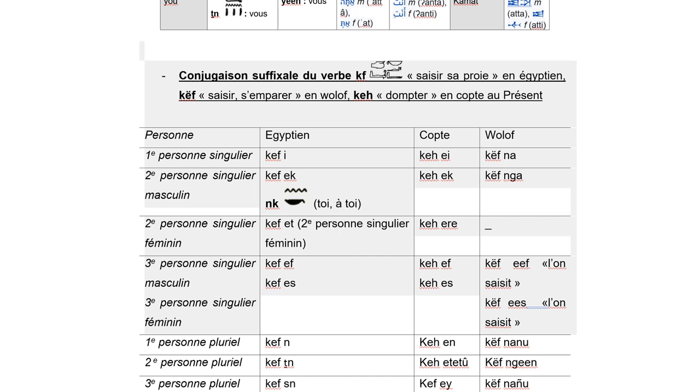In first person plural, we have kafne, kafhen in Coptic, and kafnanu in Wolof. But we know also that sen, this third person plural, is also there in Wolof.